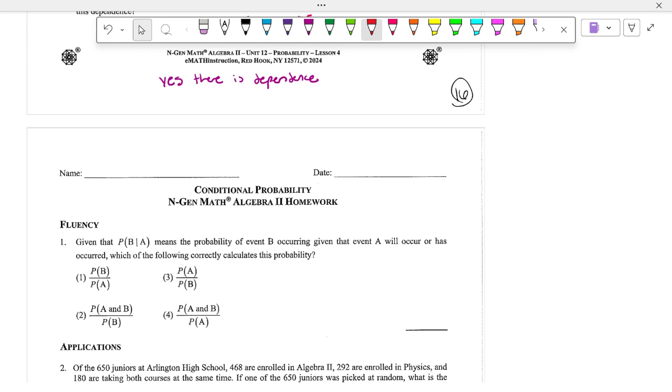What we learned yesterday was the formulas. No, it'd just be the probability of one plus the probability of the other minus the answer. And that would be the or.